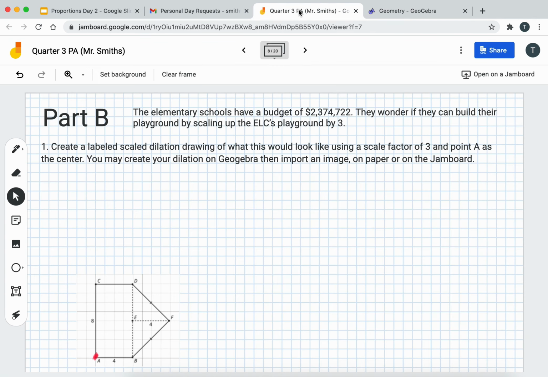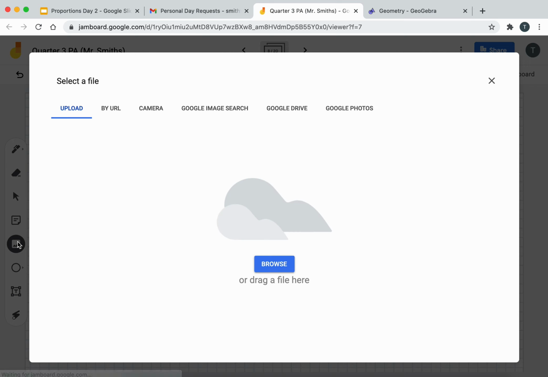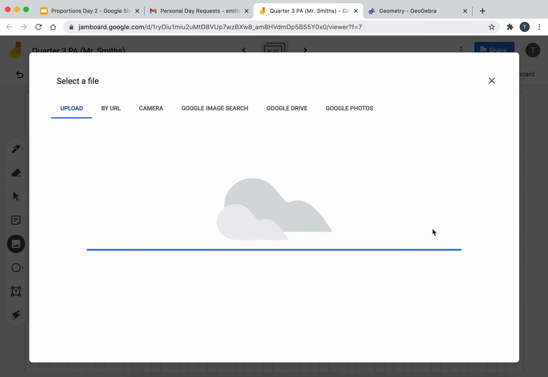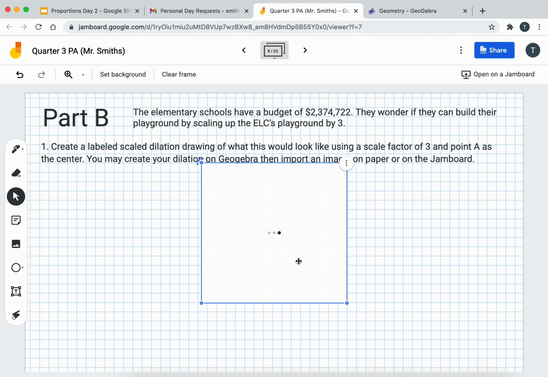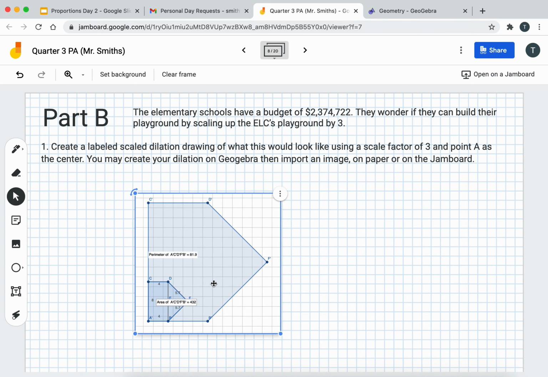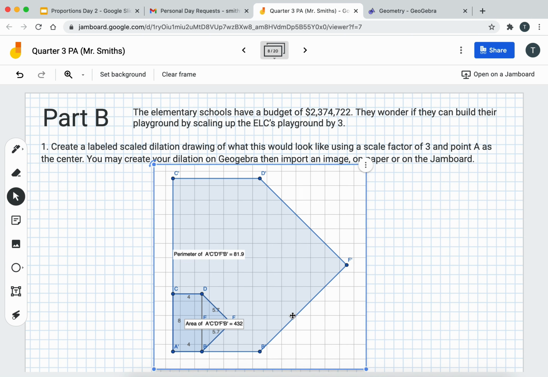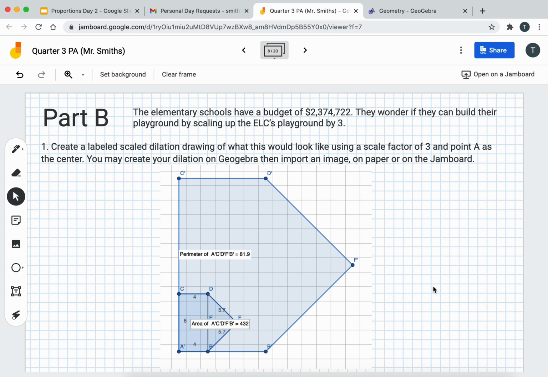Now I'm going to go to my QPA. I can click this and eliminate it. Also eliminate that and just erase that. And I'm going to input a picture from my photos. Here we go. And that is all I want you to do for today. That's it.